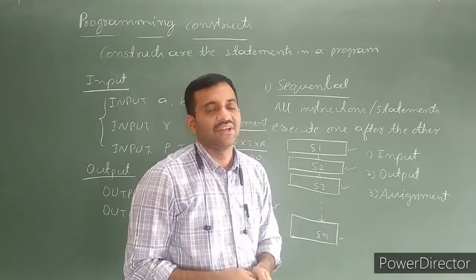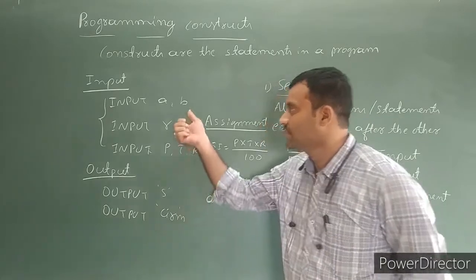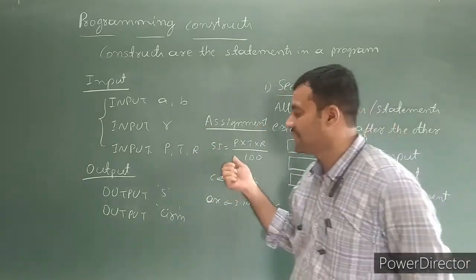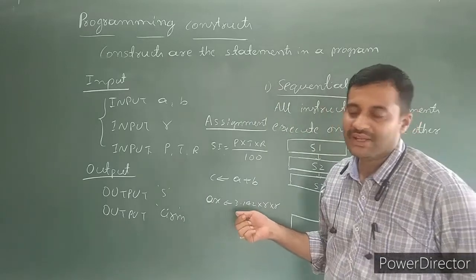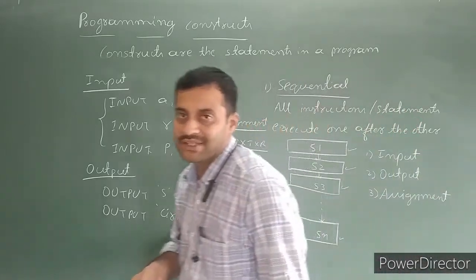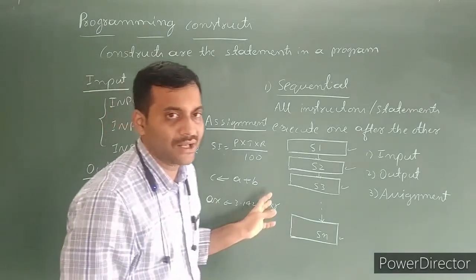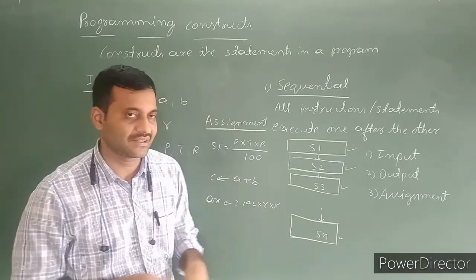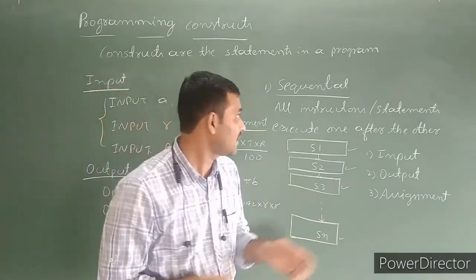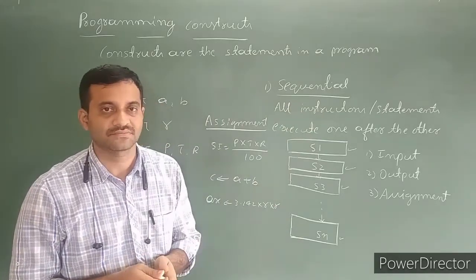So these are the assignment statements. Already we wrote algorithms to find the sum of two numbers, to find the simple interest, to find the circumference, to find the area of a circle. These are all examples for sequential programming instructions. In all those algorithms, the statements are executed one after another.